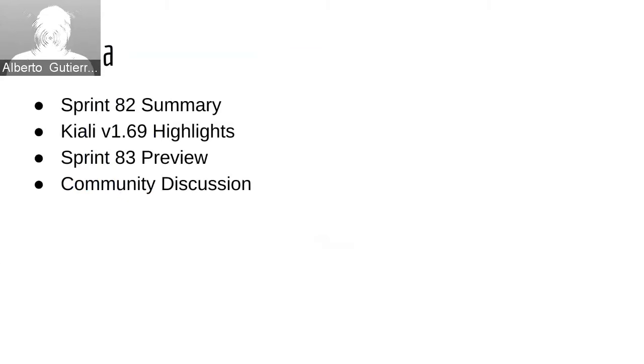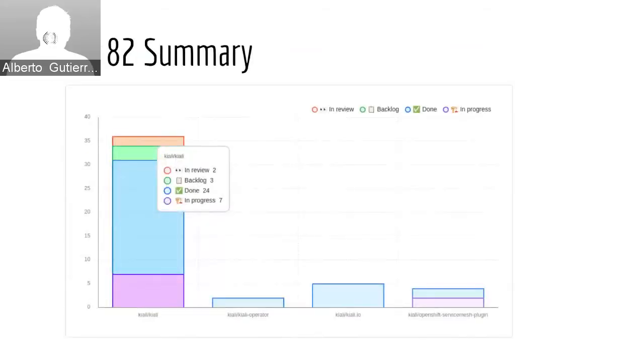In Sprint 82, we have completed 24 items. 10 of them are work in progress, and 2 in review that we expect to merge soon. And now let's see the amazing highlights of this sprint.